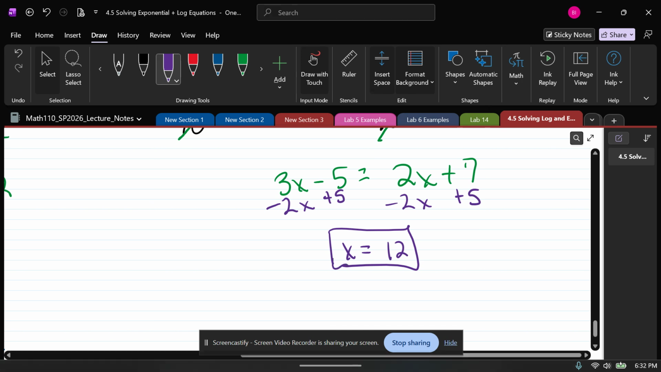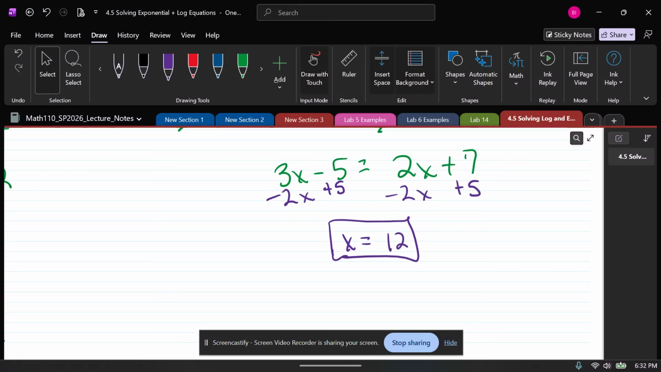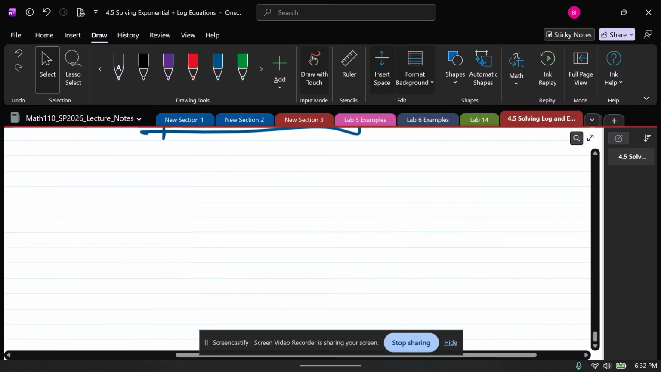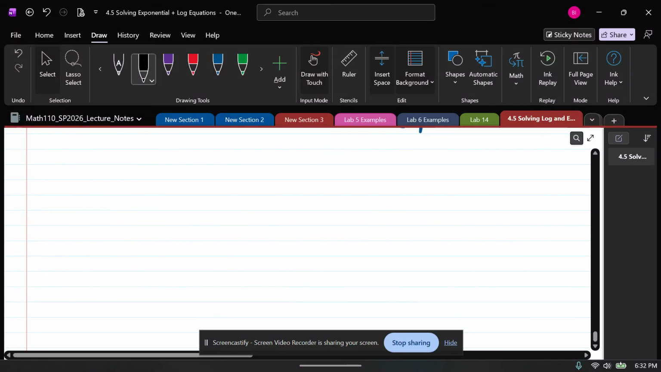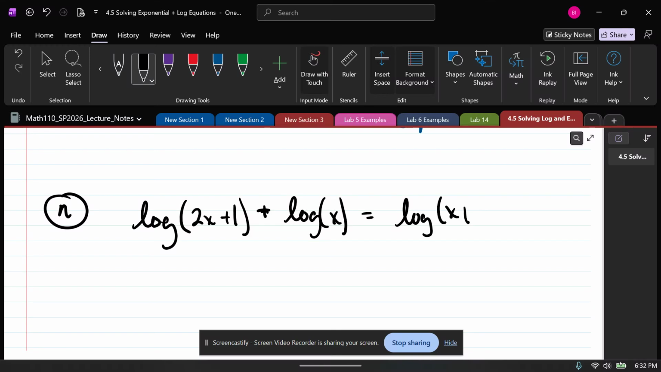So if it's a single log on each side, exponentiate, get rid of it. It really just drops the logs away. Where it gets a little more interesting, y'all hate when I say that, is on one like this. So this is example N. Let's say we had log of 2x plus 1, and let's do a plus sign in between there, plus log of x equals log of x plus 8.